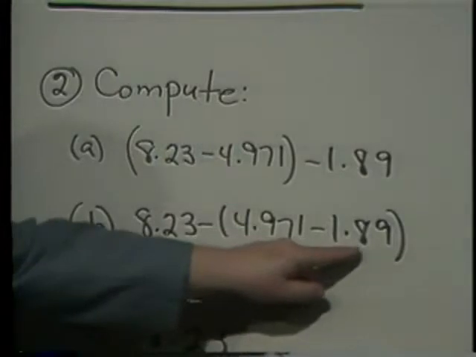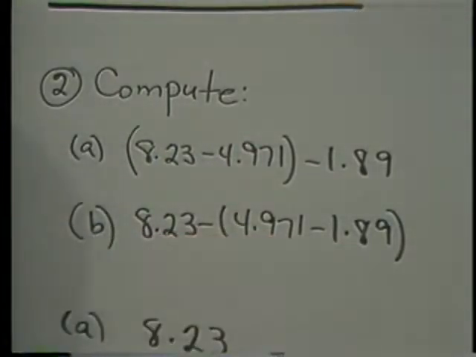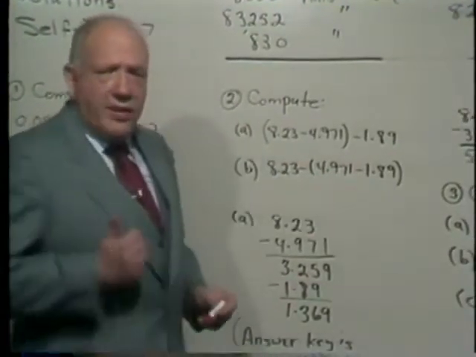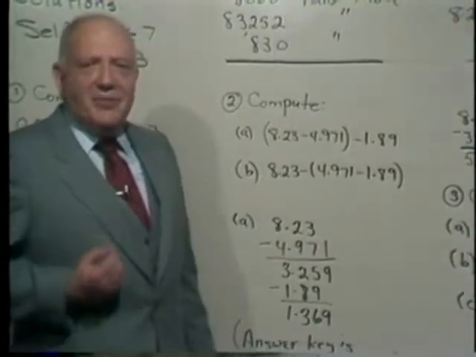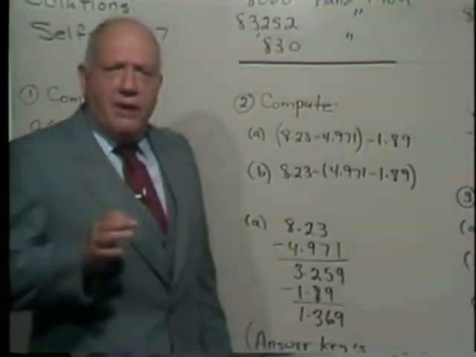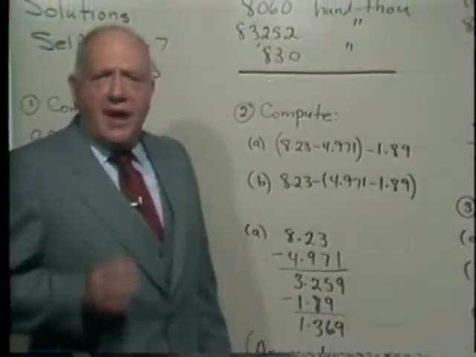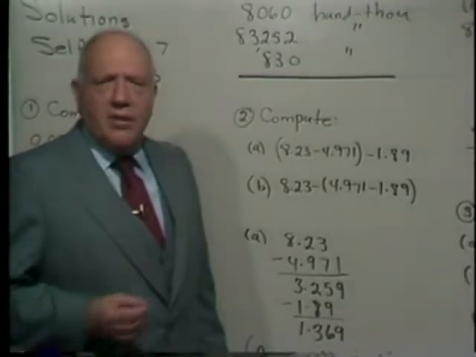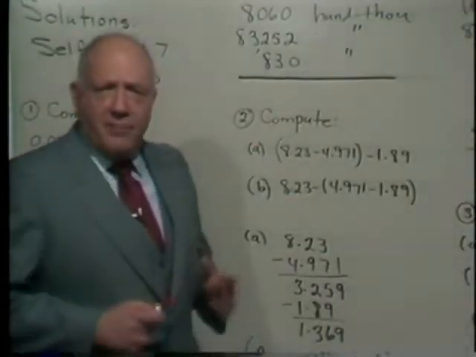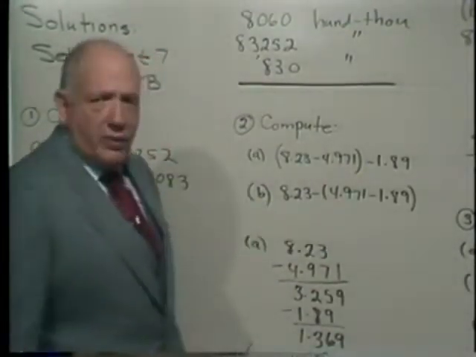B says, first subtract the 1.89 from 4.971. And how do we know we do that first? Because when we have parentheses, what's the agreement? Everything inside the parentheses is done first. See, that came up a long time ago. But the point is that whatever is inside the parentheses is done first, regardless of whether we're dealing with whole numbers, common fractions, decimals, or mixed numbers. See, that part stays the same. Then whatever that answer is, we subtract that from 8.23.